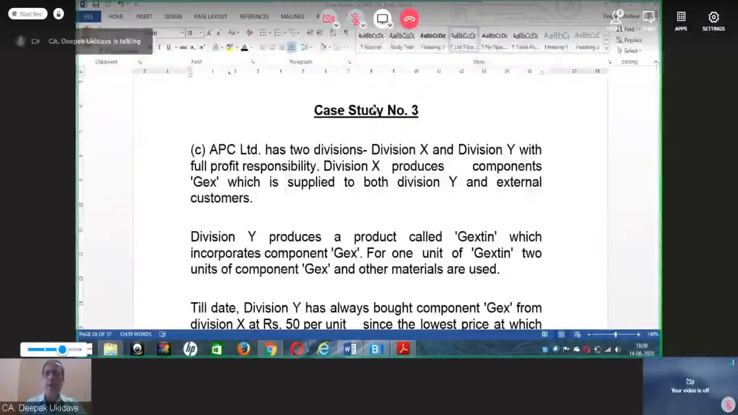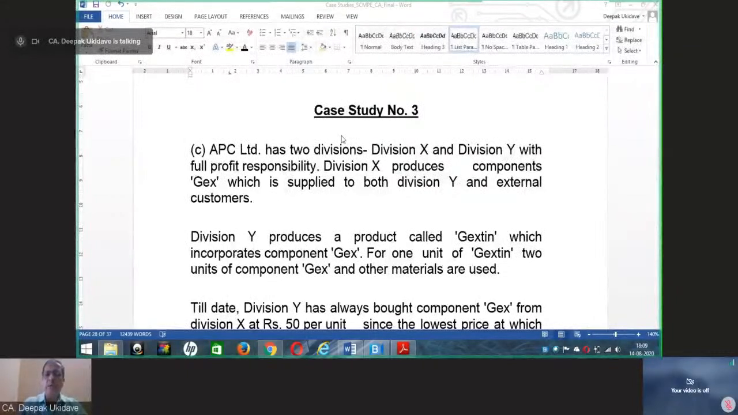Yeah. So I will read the case study very slowly. APC Limited has two divisions, Division X and Division Y, with full profit responsibility. Division X produces component JEX, which is supplied to both Division Y and external customers. So remember the name of the component, JEX.